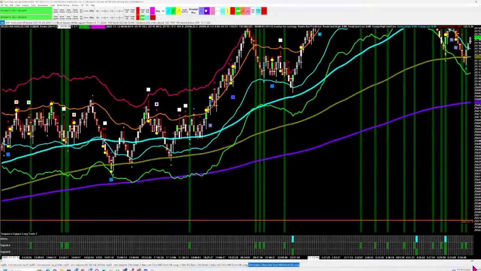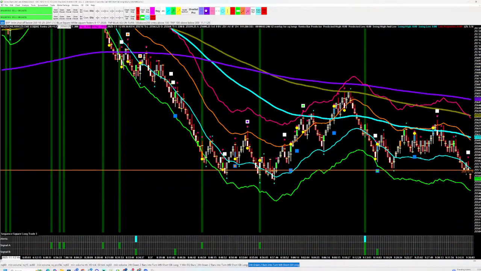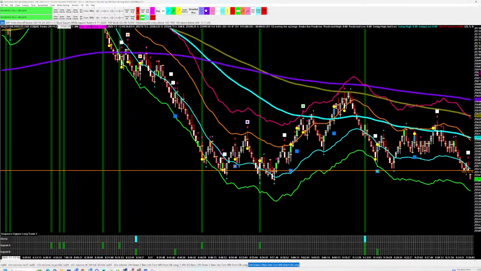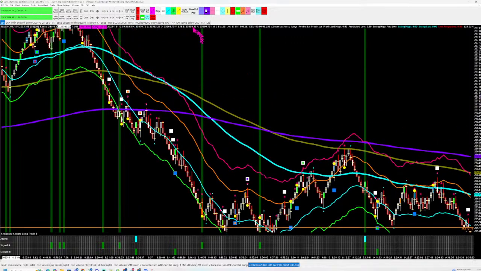So the first thing that I am looking for when I get in here is I want to look short when I'm underneath. So the gold channel is the 200, the blue channel is the 100 period moving average, and the purple's the 400 period moving average, which is more of a stable guideline for which side we're on.